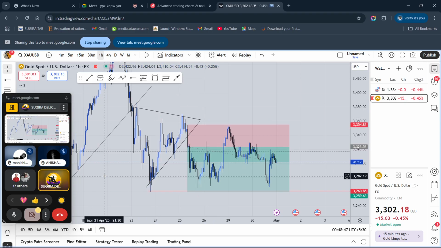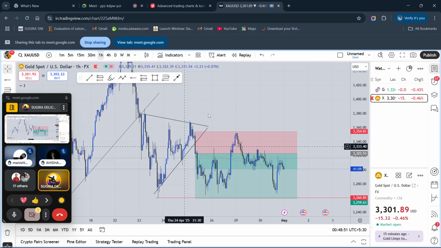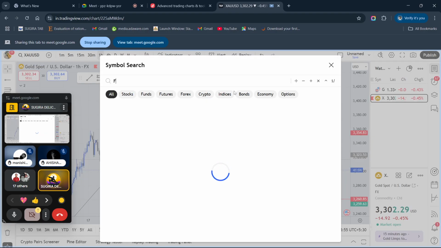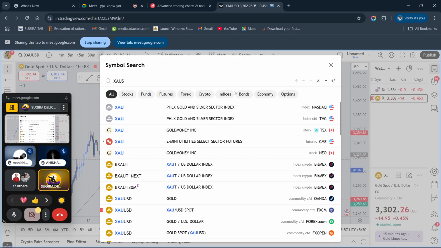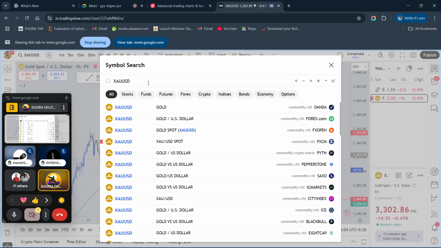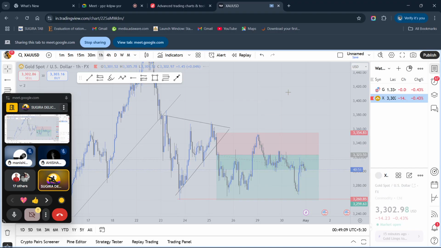Before we start to analyze, I'm going to take an empty chart of gold, and then we analyze it from zero. XAUUSD. This was FXM, so I'm going to take all under maybe.